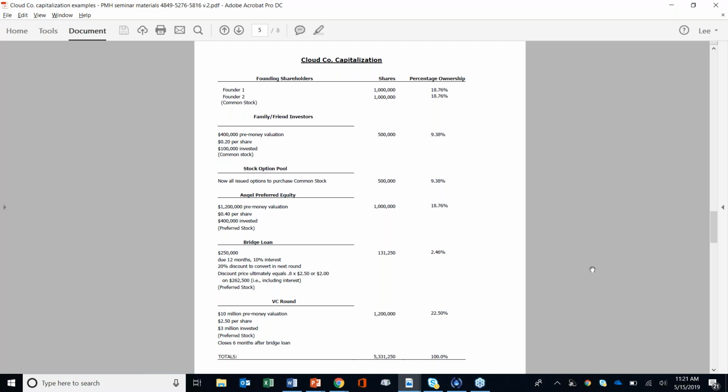Go ahead, Julia. Okay, so I have a question here that is going to piggyback on this nicely. Do you ever see situations where the bridge financing is secured with IP or other assets?